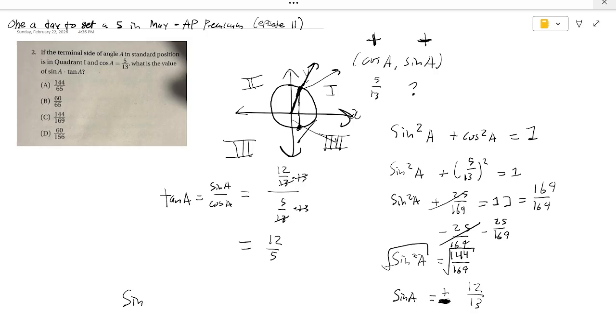We want to know what sine A times tangent of A is. So sine of A times tangent of A is equal to 12/13 times 12/5. And so that's 144 up here. And let me see if I can do the math. So that'd be 50 plus 15. So I think 65. Yeah, 65. So our answer is 144 over 65, which is answer choice A.